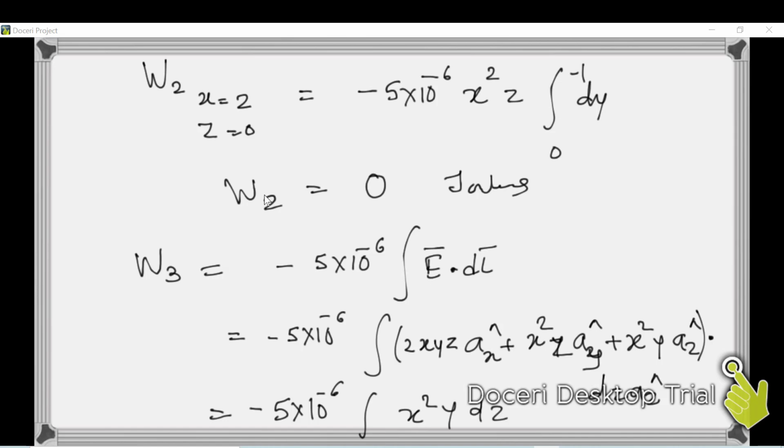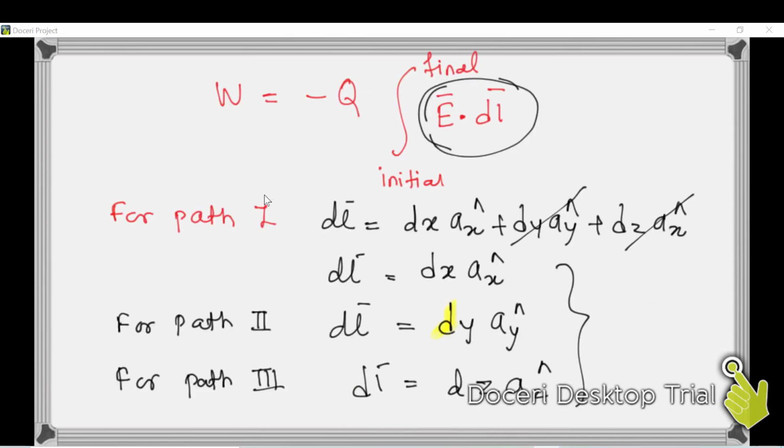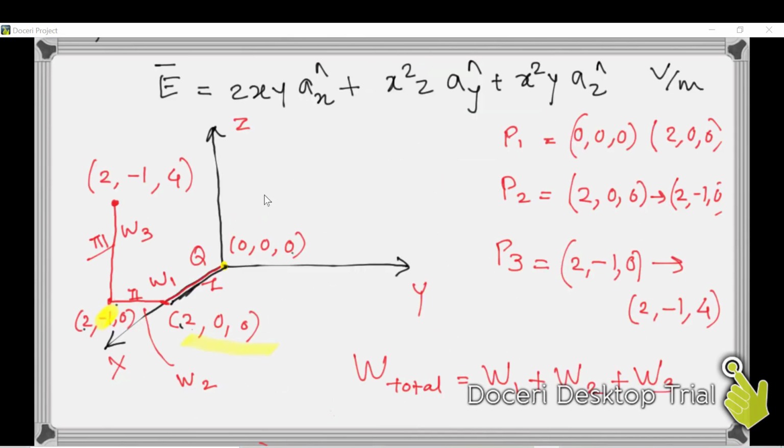What is the value of z? What is the initial value of z for that path? Let us go to the diagram. Initial value of z was 0 and the final value of z was 4. Initial value of x was 2. Final value of x was 2. Initial value of y was minus 1. Final value of y was minus 1.